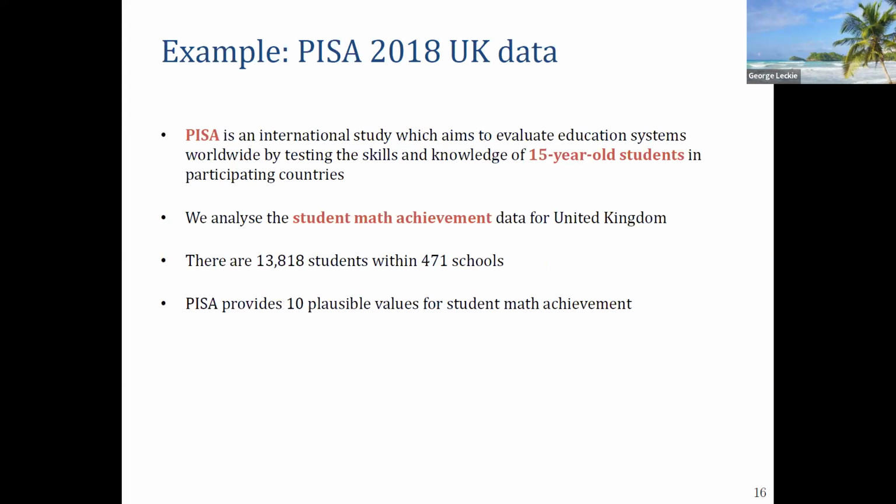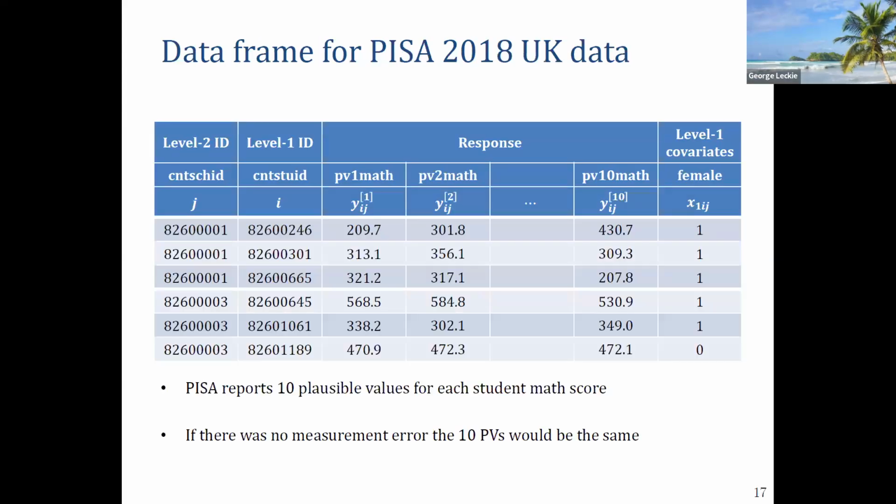So the data have 13,818 students within 471 schools. That's a 2-level data structure, students within schools. And then we have these 10 plausible values. So let's start looking at the data and get a bit more into it.